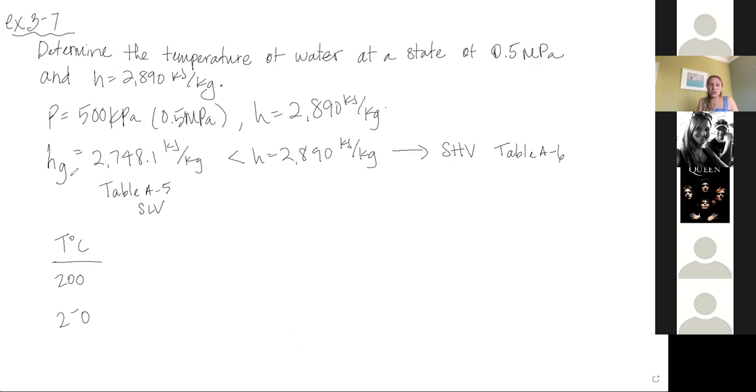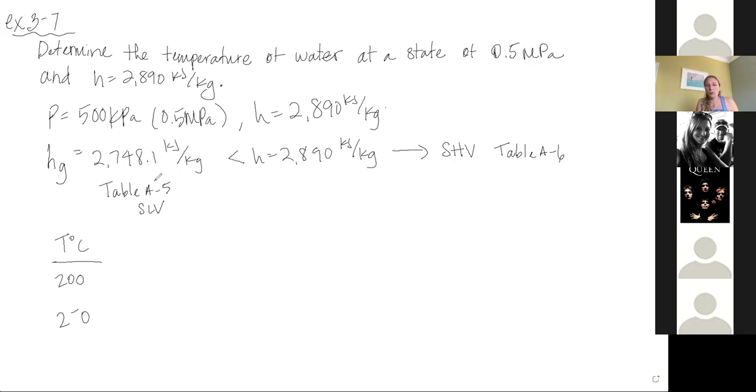Well, you could use hf, but hf is your saturated liquid. So we know that we're definitely going to be higher than our saturated liquid. The enthalpy of your saturated liquid is always going to be lower than the enthalpy of your saturated vapor. So knowing that you're comparing a superheated vapor to a saturated vapor is part of the problem.